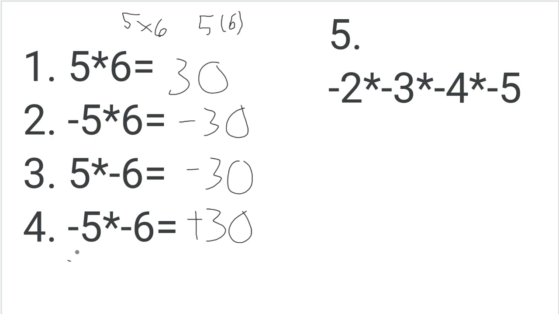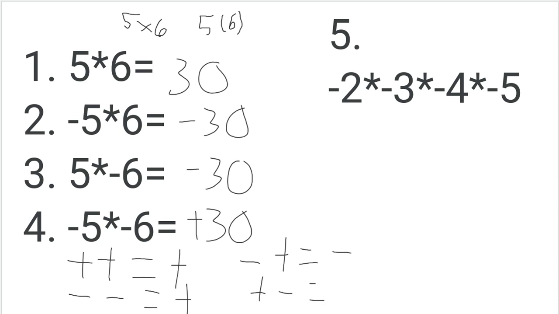So if I had two positives, when multiplied, I finished with the positive. So positive, positive, positive. But when I finished with two negatives, I finished with a positive. But when I finished with one of each, I finished with a negative. So a negative and a positive, I finished with a negative. Positive and negative, I finished with a negative.